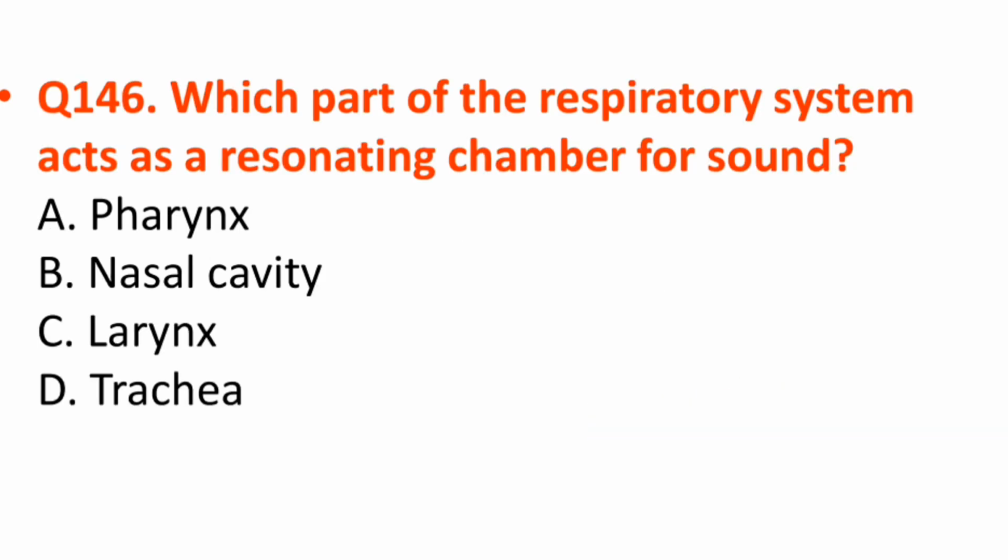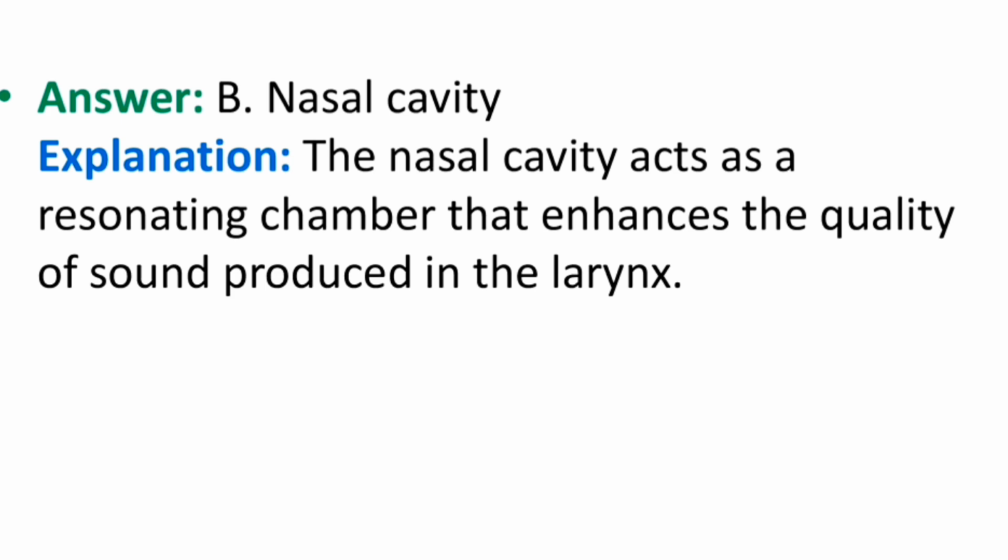Which part of the respiratory system acts as a resonating chamber for sound? Option A, pharynx. Option B, nasal cavity. Option C, larynx. Option D, trachea. The correct answer is option B, nasal cavity. The nasal cavity acts as a resonating chamber that enhances the quality of sound produced in the larynx.